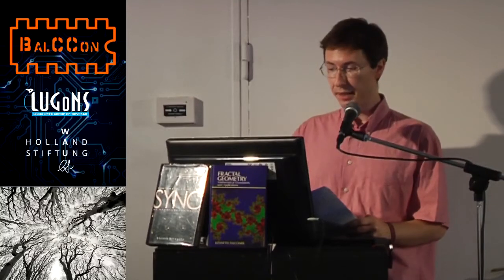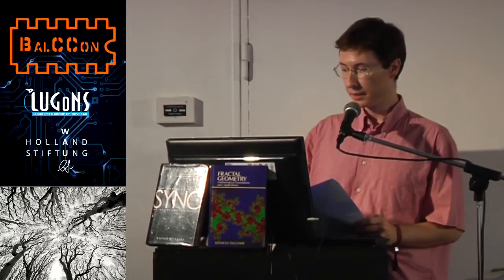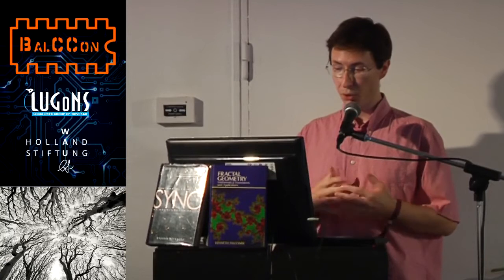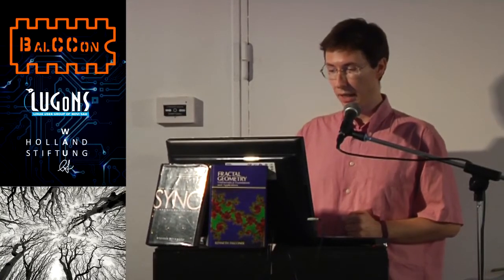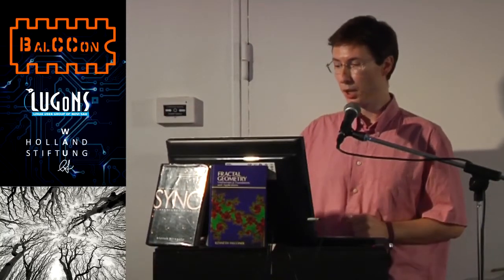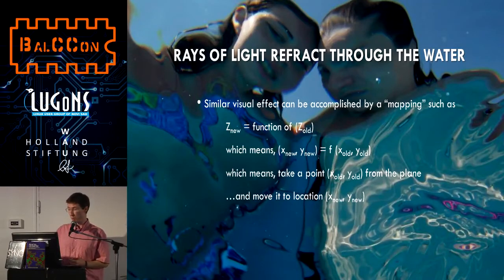Maps. Maps are essentially equations that input a coordinate and map it to somewhere else, or shall we say move it to another location. So they're morphing the plane in which we find some perhaps image. And rays of light which refract through the water are a good example of mapping. Perhaps it's too complicated. Sometimes it's simpler to demonstrate the mapping with a simple lens, but here an example with water will do as well.